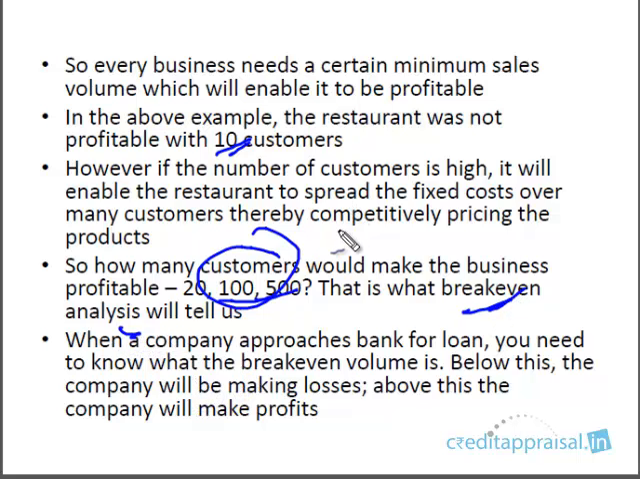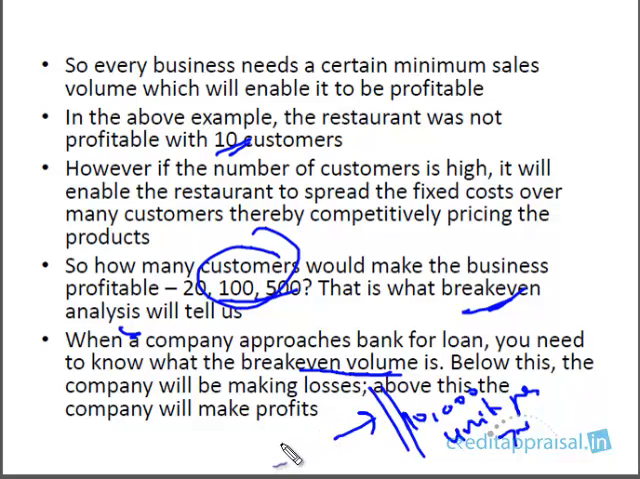So when a company approaches your bank for a loan as a credit officer, you need to know what the break-even volume is. So, say for example, 10,000 units per year is the break-even volume. This company should be manufacturing and selling 10,000 units per year minimum to be profitable. If the company happens to sell only 5,000 units, it is going to be incurring a loss. This is the threshold, the minimum amount of sales the company has to generate. Unless it sells 10,000 units per year, it's not going to be profitable.